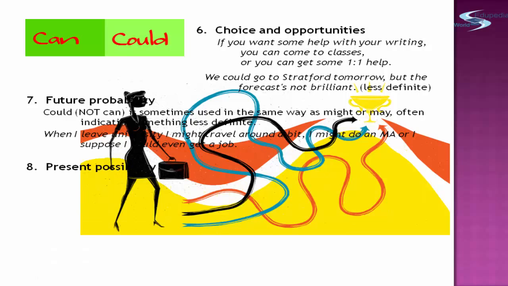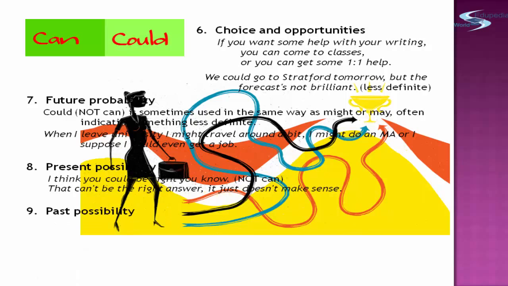The eighth function of the modal verb can or could is for present possibility. I think you could be right, you know. Okay, if you notice, can is not used here. That can be the right answer. It just doesn't make sense.